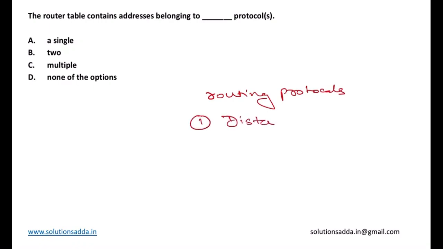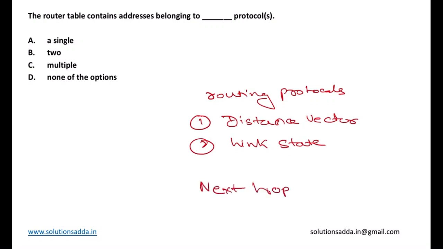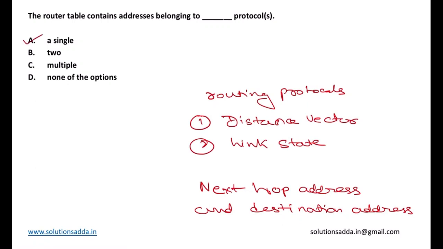Distance vector and link state. So routing tables are used to identify the next hop address and the destination address. So again, routing table contains addressing belonging to a single protocol. Therefore, option A is correct answer.